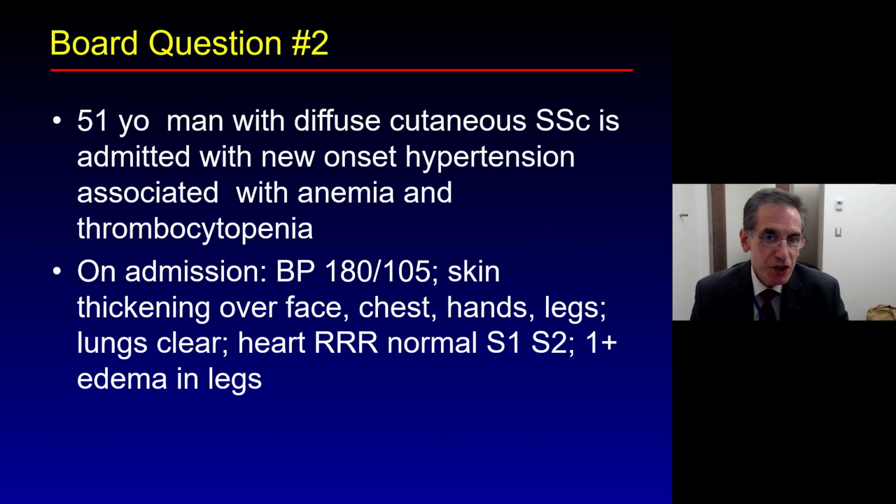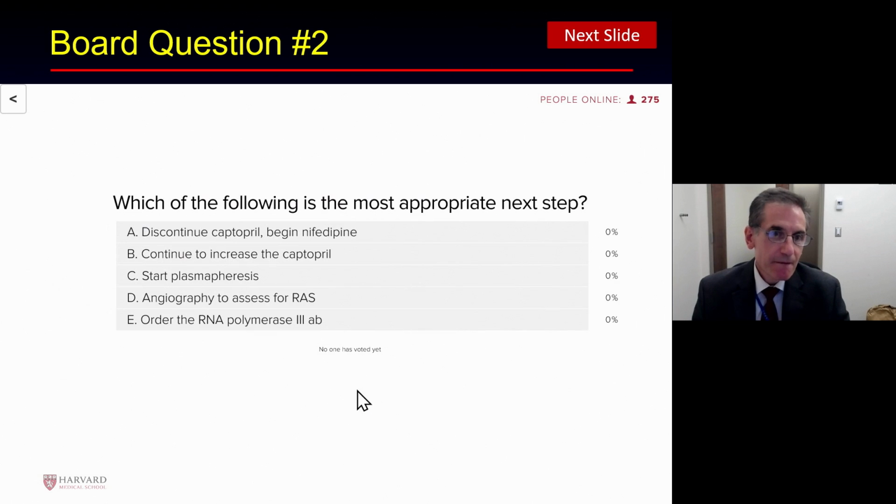Let's go to board question number 2. A 51-year-old man with diffuse cutaneous scleroderma is admitted with new onset hypertension associated with anemia and thrombocytopenia. The blood pressure is elevated, skin thickening over the face, chest, hands, and legs. The lungs are clear, the heart is regular, and there is edema in the legs.